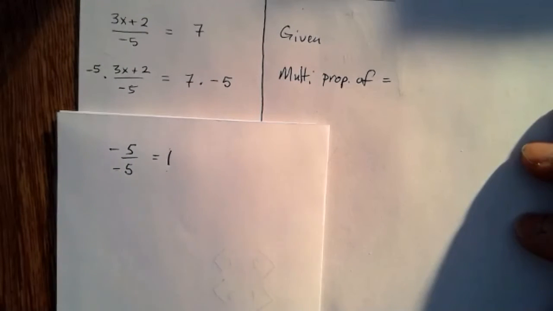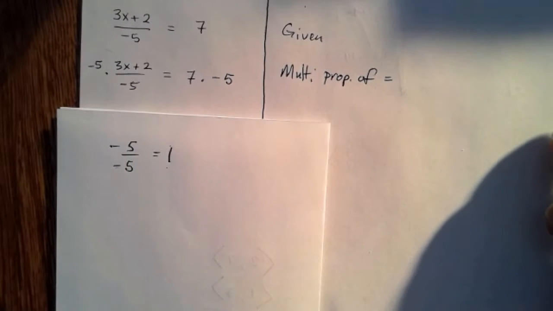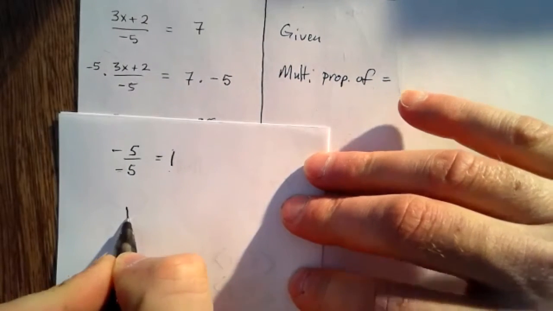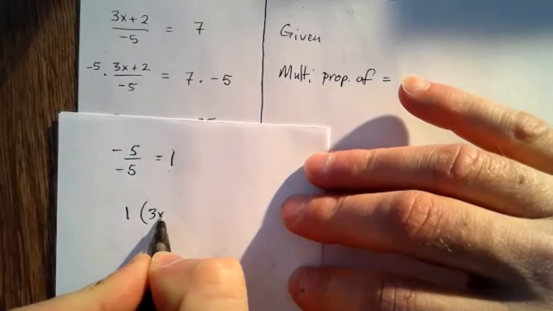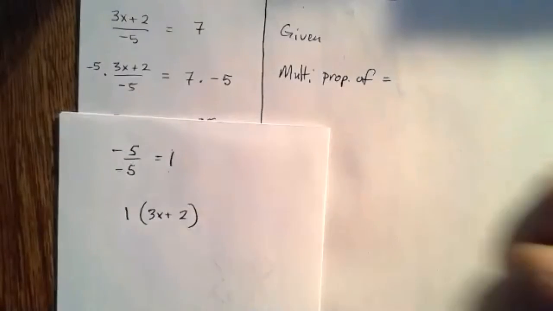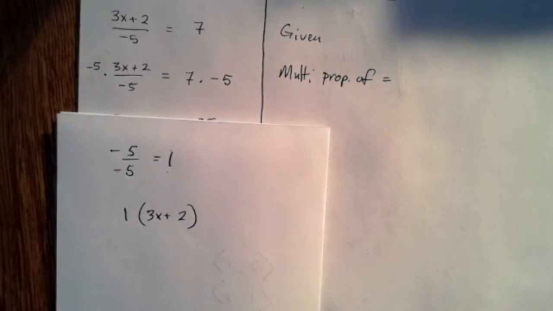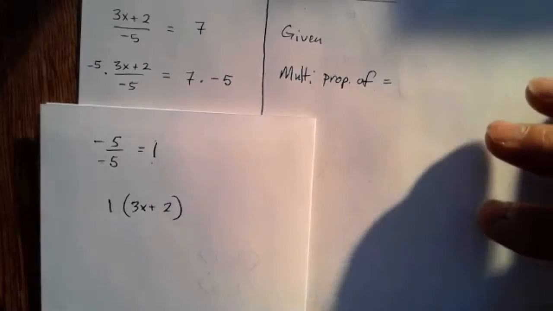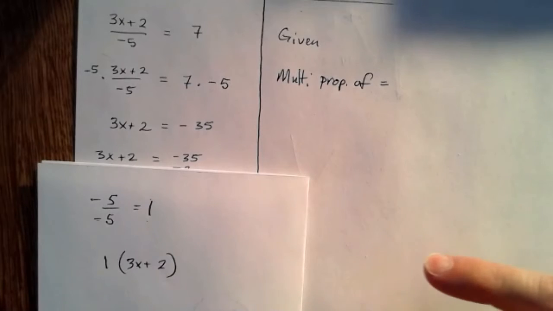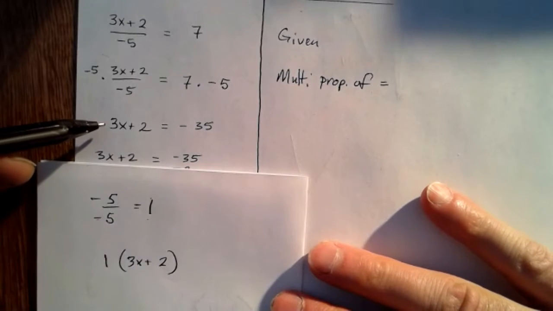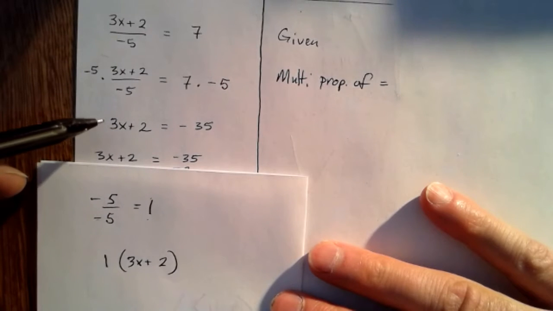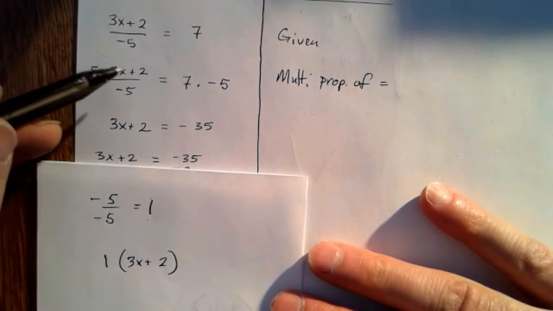Okay, so multiplying the top by -5 gives me a 1. It gives me really a 1 times 3x plus 2. But do I have to write the 1? I don't really write the 1, do I? I just leave the 1 off right there. There is a ghost 1. That's why we call it a ghost 1, because you don't have to write it. There is a 1 times that business there.